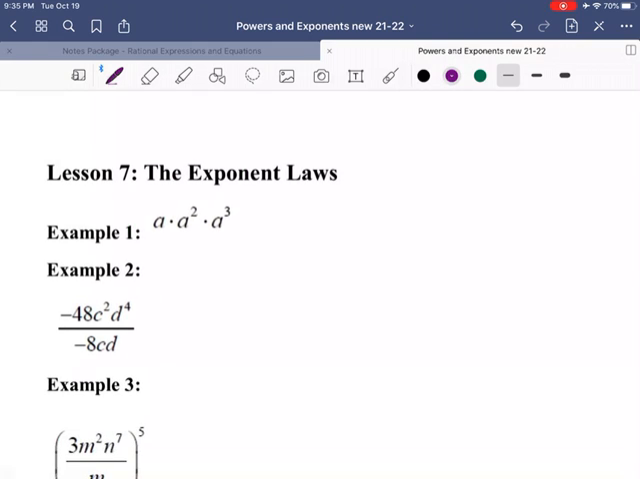So example 1, this is the product law, which says we add the 3 exponents. So this would be a, and just add the 3 exponents, and you're going to be left with a^6.